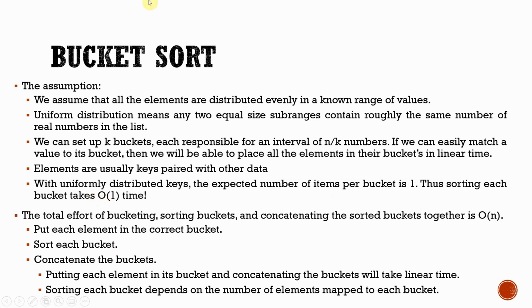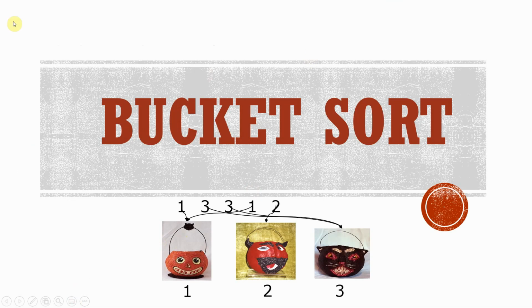So ideally, if all these assumptions are valid, then we can sort an array using bucket sort in the order of n. The total effort of bucketing, sorting buckets, and concatenating the sorted buckets together is going to be order of n. What we're going to do is put each element in the correct bucket, sort each bucket, and then concatenate the buckets, meaning putting them right after each other. Putting each element in the bucket and concatenating the buckets will take linear time. And sorting each bucket depends on the number of elements mapped to each bucket. I know this is very vague, but basically it means that if we have a bunch of numbers, we're going to assign them to different buckets.